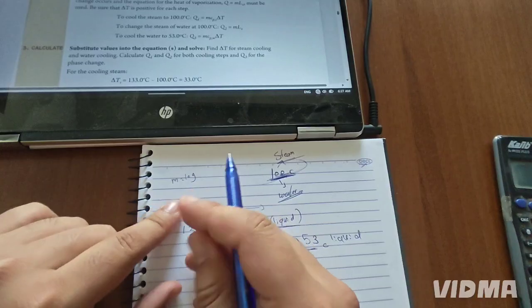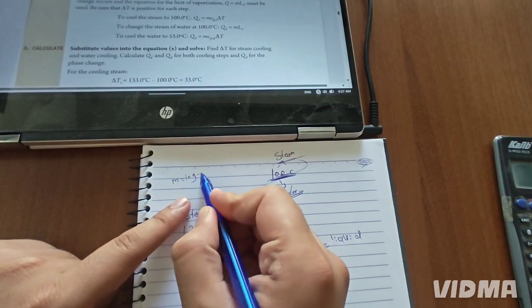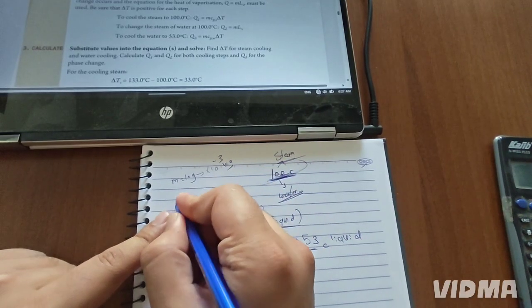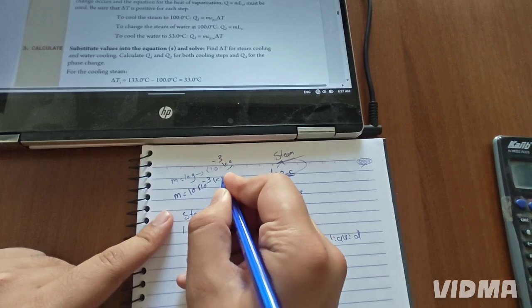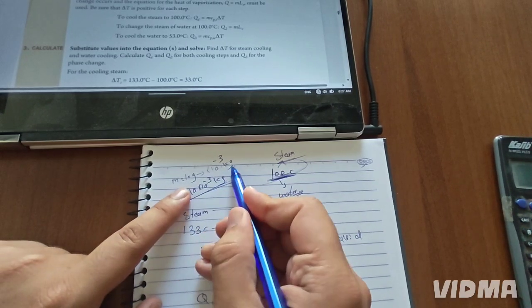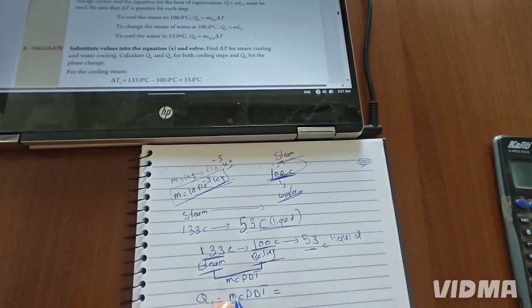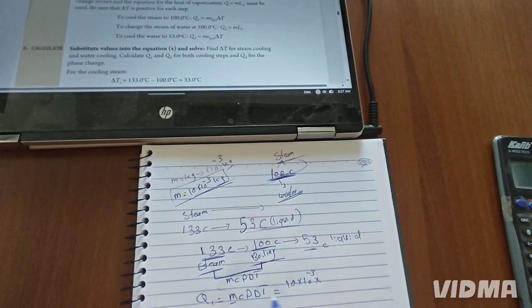But you know that in most of the physics lessons we have to convert gram to kilogram and multiply by 10 power negative 3. So the mass will be 10 times 10 power negative 3 kilogram. To convert gram to kilogram, multiply by 10 power negative 3. So you have the mass now. Instead of the mass, write down 10 times 10 power negative 3 and times the Cp of steam.